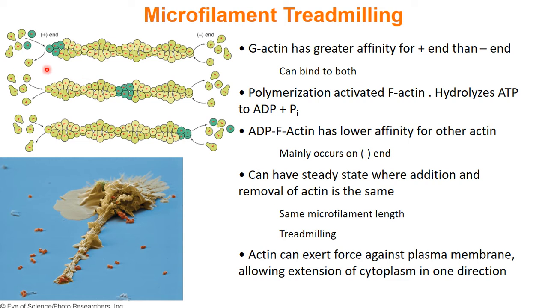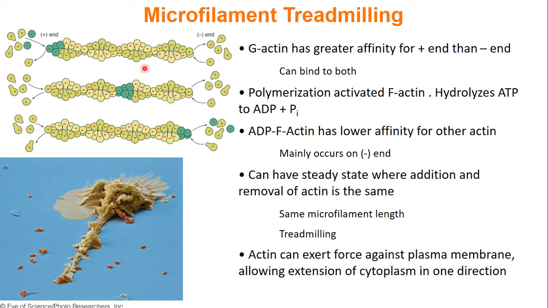And remember, F-actin has a barbed or plus end and a minus end. And globular or G-actin has a higher affinity for the plus end than the minus end. Now, G-actin will bind to both. It just binds more often at the plus end. And what happens when G-actin binds and becomes F-actin, the ATP in G-actin is hydrolyzed to ADP plus Pi. Now, this ADP F-actin does not want to bind other actins. That's why affinity is lower at the minus end.